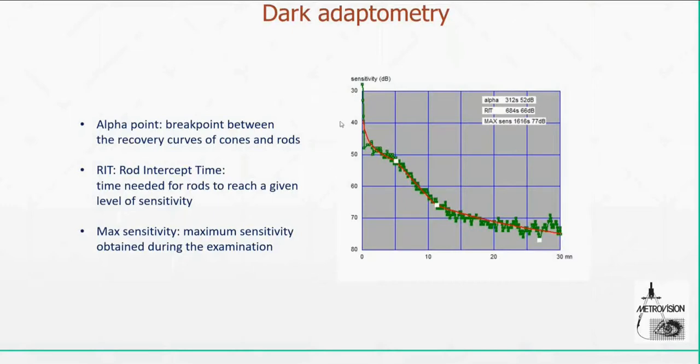So we can record this type of curve of recovery after bleaching, and quantify it as the alpha point. We can also quantify, classically, what is called the rod intercept time. So at some level of sensitivity, we can measure the time it takes to reach that level, and we can measure the maximum sensitivity reached during the recording.